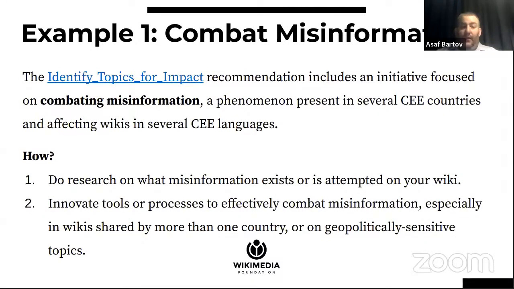Another, completely different way you could try to combat misinformation is to create technical tools, or to innovate processes, to invent processes or criteria or tests to effectively combat misinformation. Again, this may look different than tools or processes with the same goal in other regions. And this would be, of course, especially interesting in wikis that are shared by more than one country, such as the Russian Wikipedia, or on geopolitically sensitive topics like wikis of countries that are in conflict, like Armenia and Azerbaijan, Ukraine and Russia, et cetera.